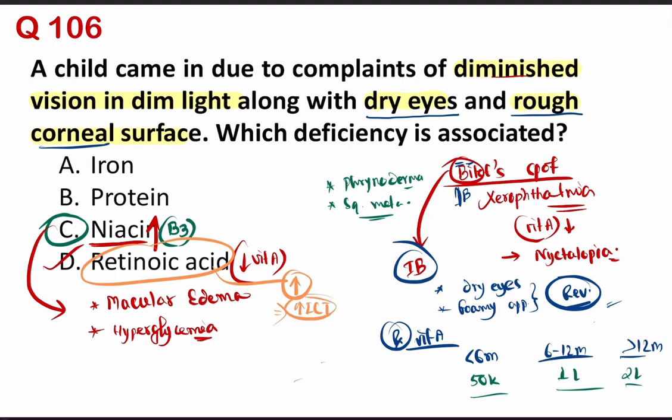इसको क्या कहते हैं? Pseudotumor cerebri. Is it a tumor? No, it's a pseudotumor cerebri. Just there is increase in intracranial tension, and the patient will be presented with unilateral worst headache.